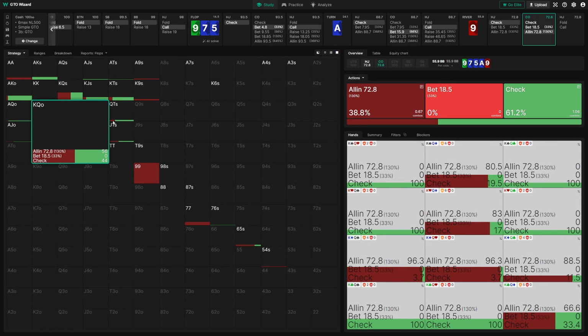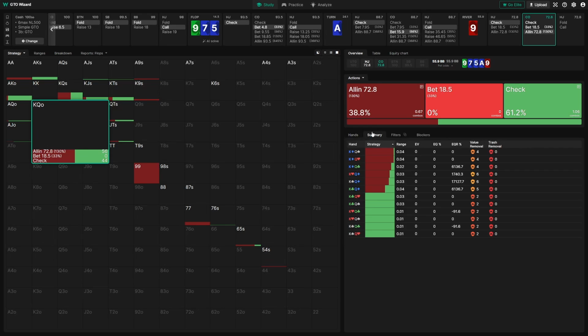Let's take a look at King Queen here. In the summary tab, you'll notice that King Queen of diamonds is bluffing. King Queen without a diamond is not bluffing, simply because you block the flush, right? That's as simple as you really need.